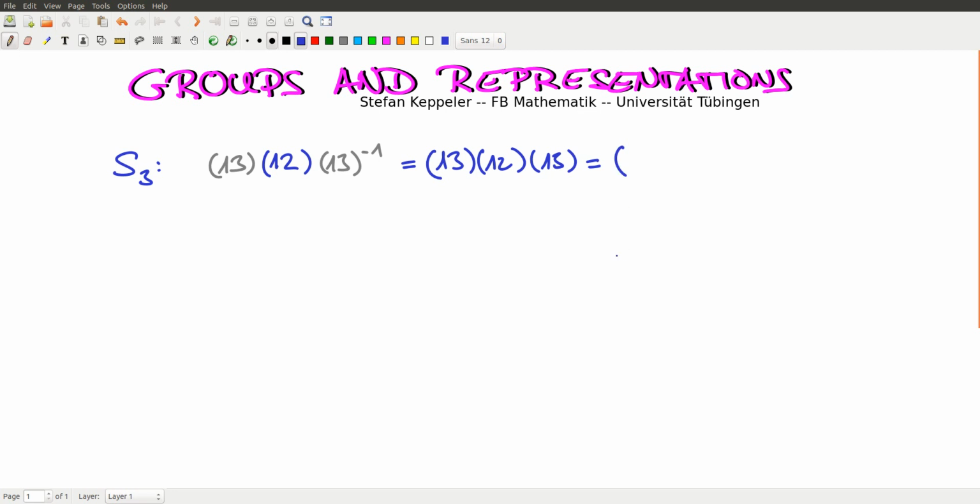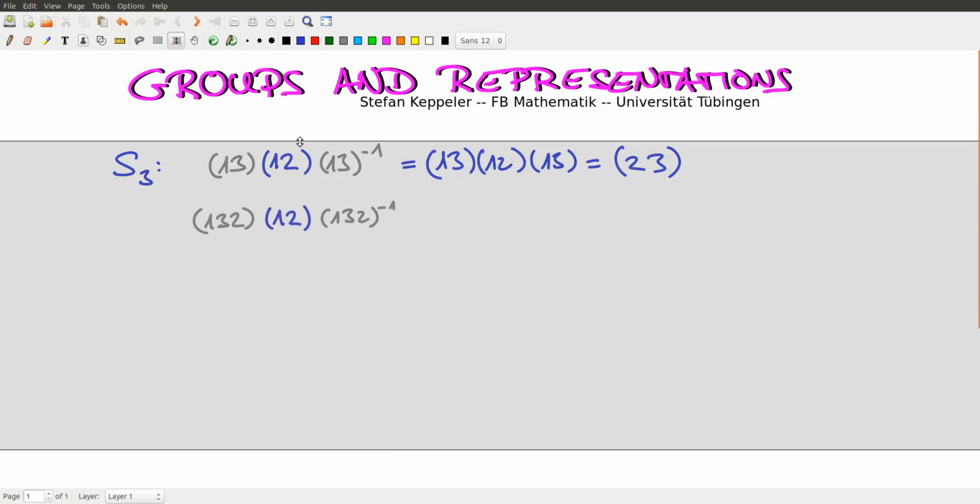And now we multiply some cycles. So we start with 1. 1 goes to 3, nothing happens to 3 here, 3 goes back to 1, which means we can just omit this 1, that would be a 1-cycle. Now let's continue with 2. 2 goes to 1, and 1 goes on to 3. So we write a 3 here, and let's check that this closes. 3 goes to 1, 1 goes to 2, 2 stays, so that's fine. So by conjugation we got the element (2 3).